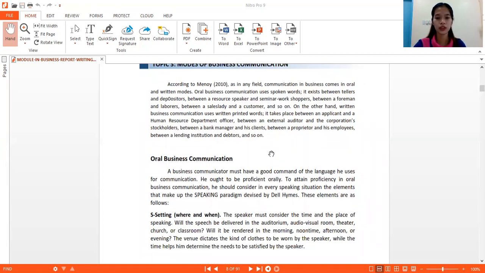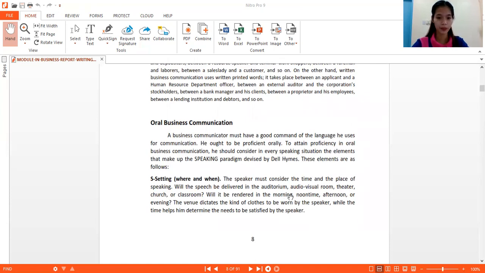In oral communication, there are things to be considered. So a business communicator must have a good command of the language he uses for communication. He ought to be proficient orally so you can deliver a word or a message to your listener. To attain proficiency in oral business communication, he should consider in every speaking situation the elements that make up the speaking paradigm devised by Delheims. And these are the elements.